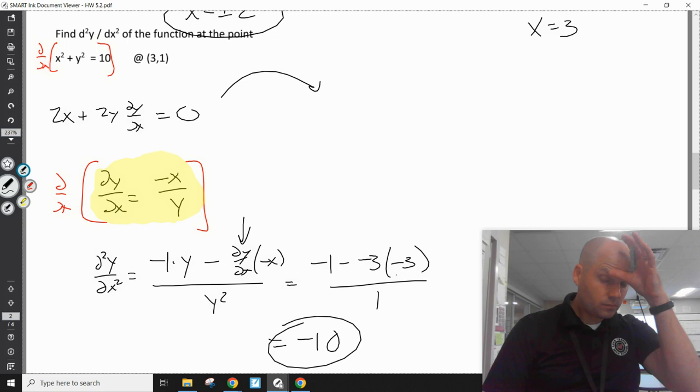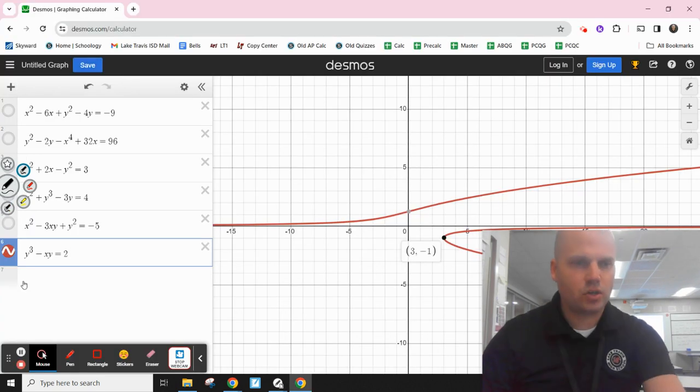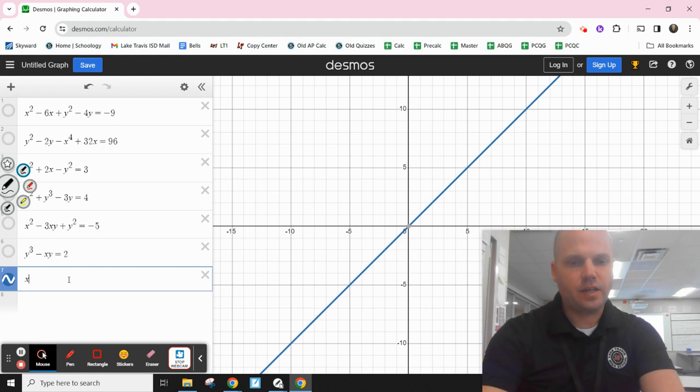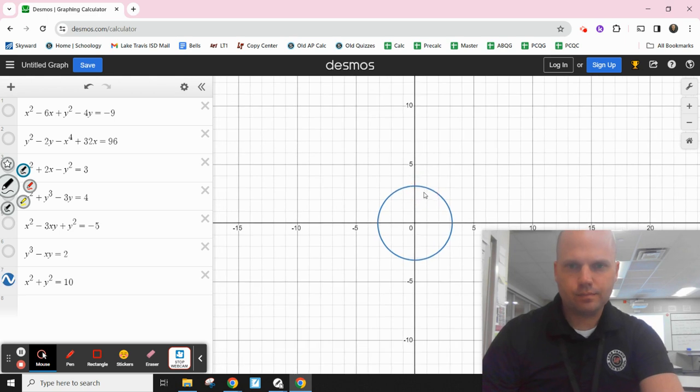Okay. Concave down. This is a circle. This will be the top half of my circle. We are definitely going to be concave down. Okay. 3, 1. Concave down at this point, 3, 1.